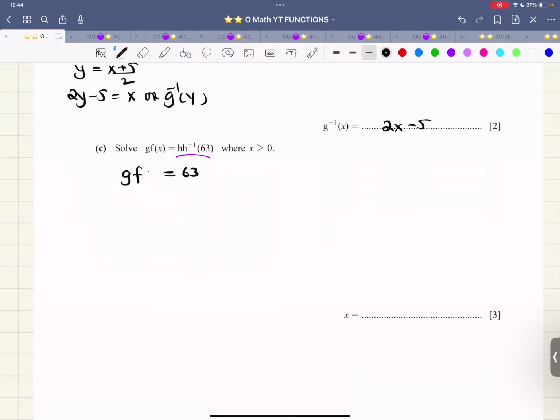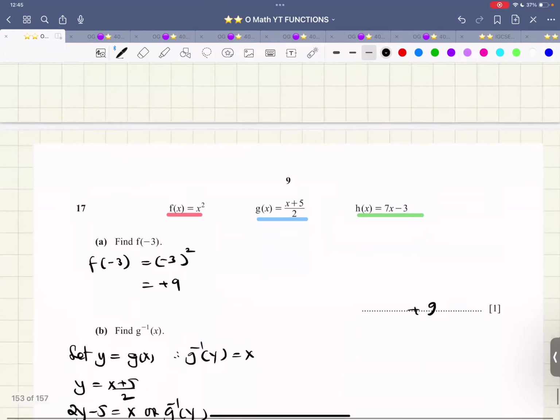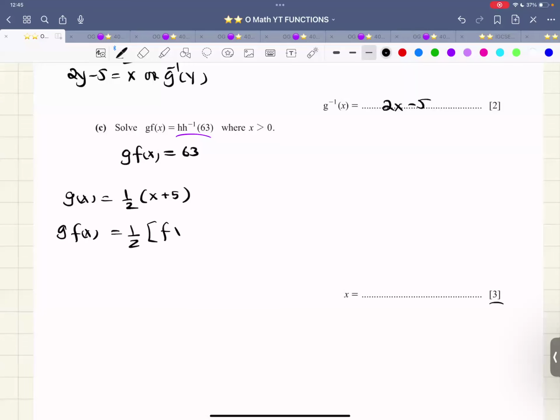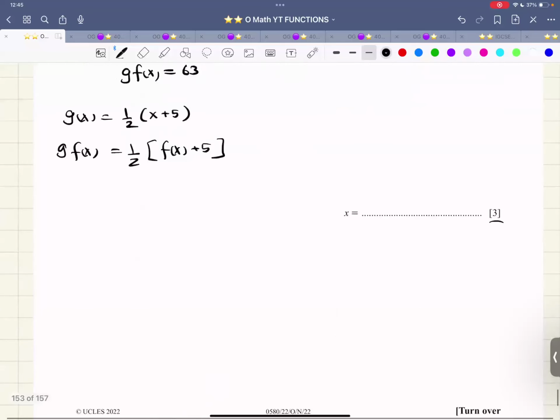And this is g of f of x. So now this is for 3 marks. Let's evaluate g of fx. Gx is x plus 5 over 2. Gx is half x plus 5. That's a neater way of writing. G of fx is half bracket fx plus 5. What is fx? Fx is x squared. So this is half bracket x squared plus 5.